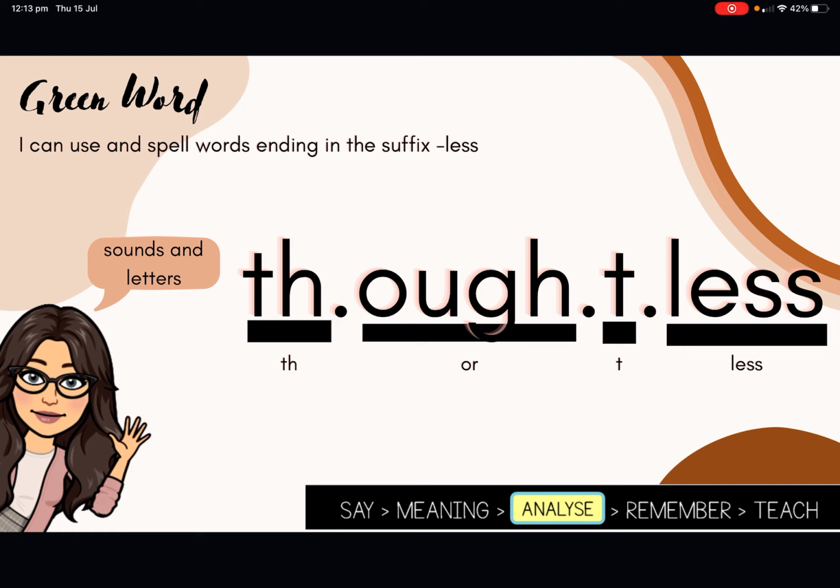In the middle of the word, we have the sound or. Now, I have put the OR at the bottom so that you can see how we pronounce it. And we pronounce it as if we would say or. However, it is spelt using the quadgraph O-U-G-H. So in this word, when we hear the or sound, we are spelling it with the letters O-U-G-H. We then have the letter T making the T sound and the suffix less, L-E-S-S.